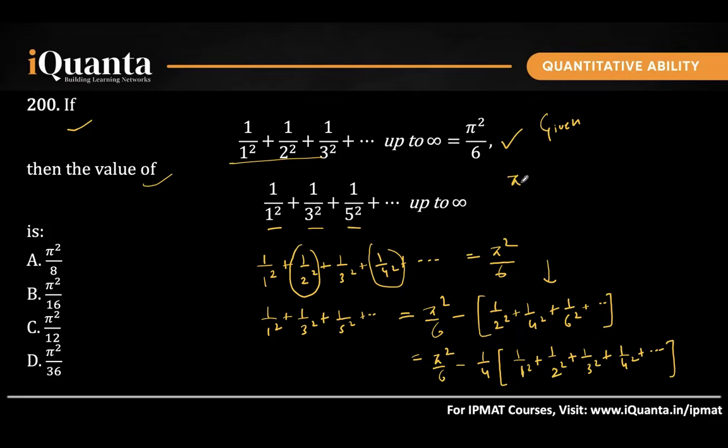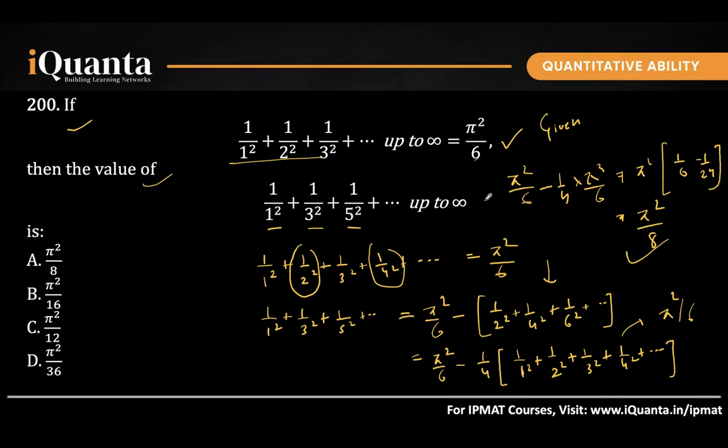So what do I get now? Pi square by 6, okay, minus 1 by 4. This sum inside ultimately is pi square by 6 only, which was given to me. So pi square by 6. So what is this? Take pi square common, we get 1 by 6 minus 1 by 24. What do you get? Sorry, 1 by 6 minus 1 by 24 is 3 by 24, which is 1 by 8. So pi square by 8. This is what you get as the final answer. So option A is your answer for this particular question. Okay, it has come in IPMAT earlier.